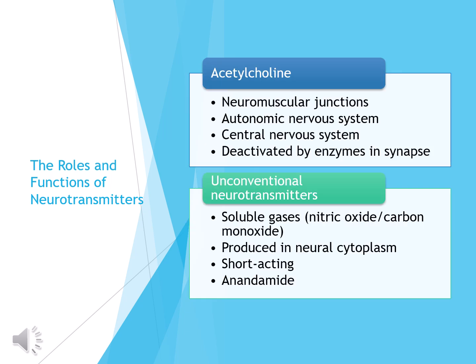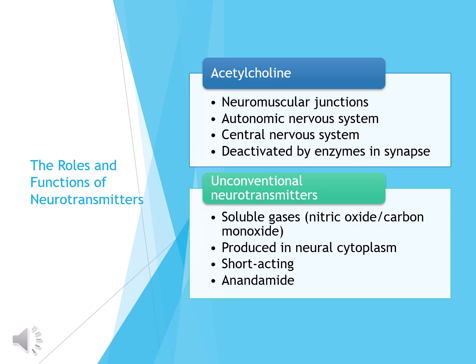Acetylcholine is a small molecule transmitter at the neuromuscular junctions and at many synapses in the ANS and even some CNS synapses. It's created by the addition of an acetyl group to a choline molecule. Acetylcholine is the only neurotransmitter known to be deactivated in the synapse by enzymatic degradation rather than by reuptake. With the unconventional neurotransmitters, we look at soluble gas neurotransmitters like nitric oxide and carbon monoxide.